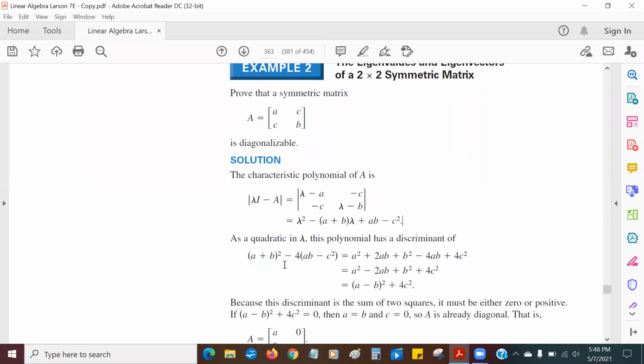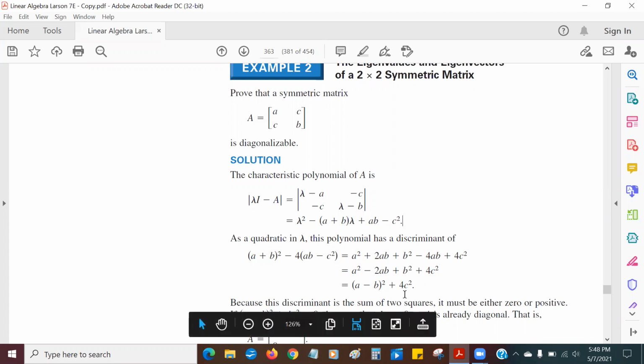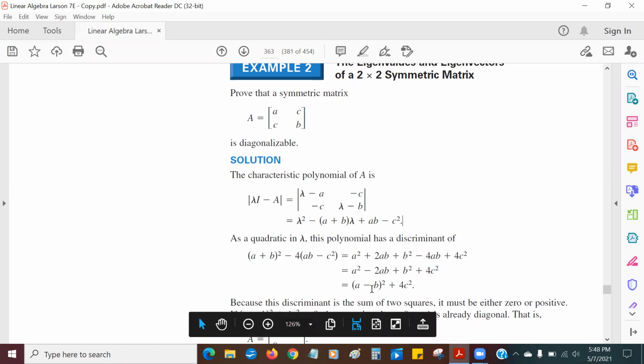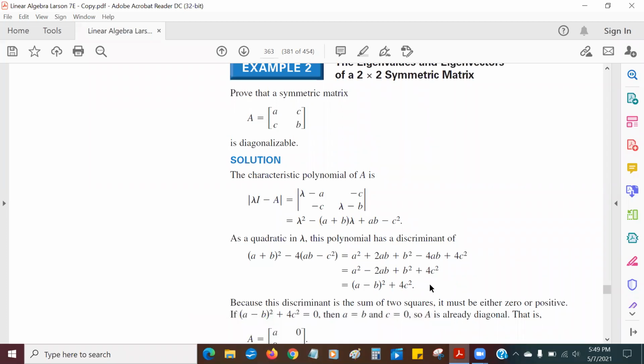If you crunch this out, you wind up getting (A minus B) squared plus 4C squared, which notice is always going to be positive. Why? How does that happen? You get A squared plus 2AB plus B squared minus 4AB plus 4C squared. But 2AB minus 4AB is negative 2AB, so that is A squared minus 2AB plus B squared, that's (A minus B) squared. The point is you have the sum of two squares, and we all know that the sum of two squares is never negative. Now there are two possibilities: either it's going to be 0 or it's going to be positive.